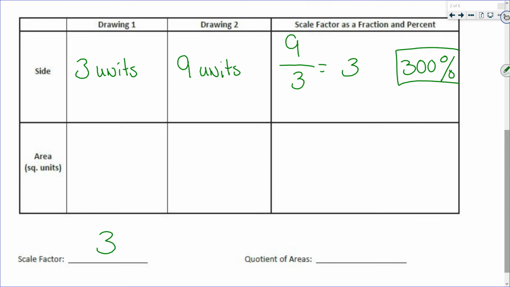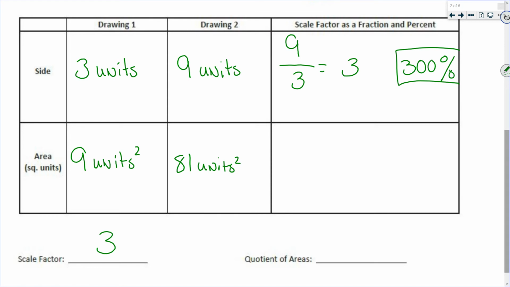So let's find out what the area is. The area of a square is just the length times the width. So the area of drawing 1 is 3 times 3, which would be 9 units squared. And then drawing 2 would be 9 times 9, or 81 units squared. So what's the scale factor of this one?